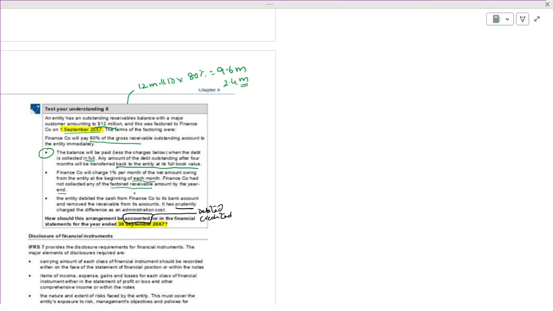Fine. Now, in which books do you have to write? See, the entity has an outstanding receivable balance with a major customer, 12 million. This was factored to the finance company. The finance company will pay 80% of the gross receivables outstanding to the entity immediately. How much will you receive from the entity? 80%. Is it right? In your books it will be debit or credit? Debit.